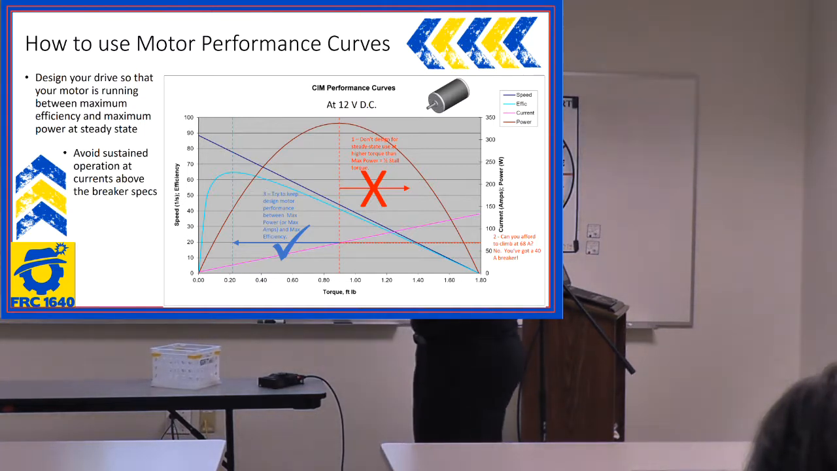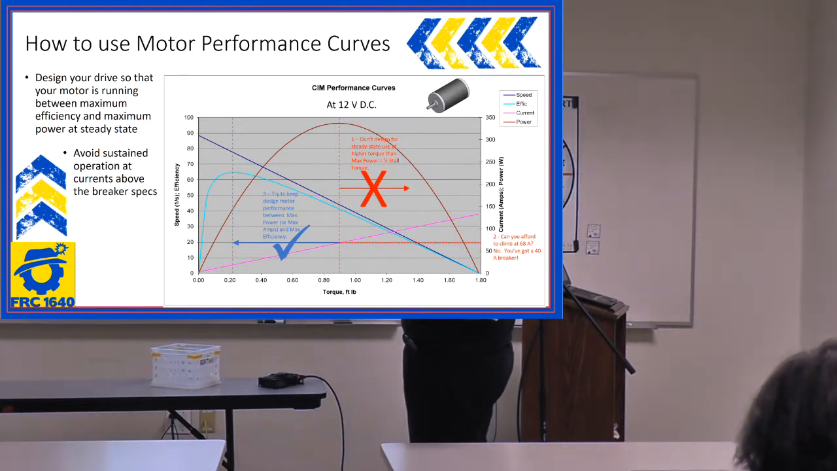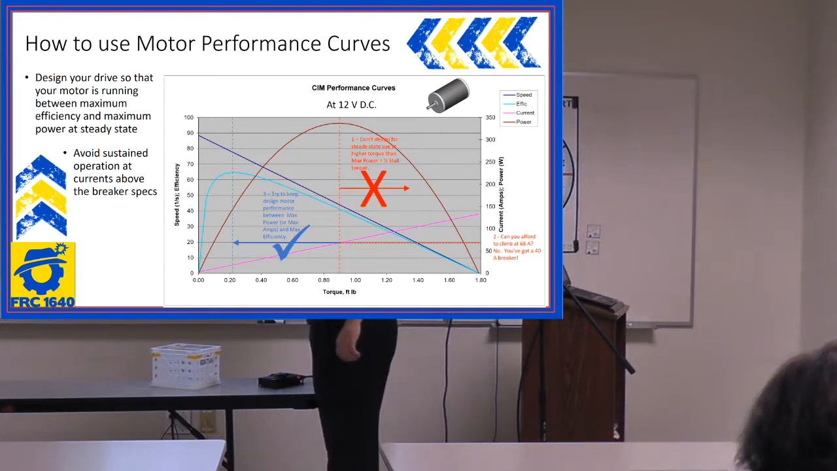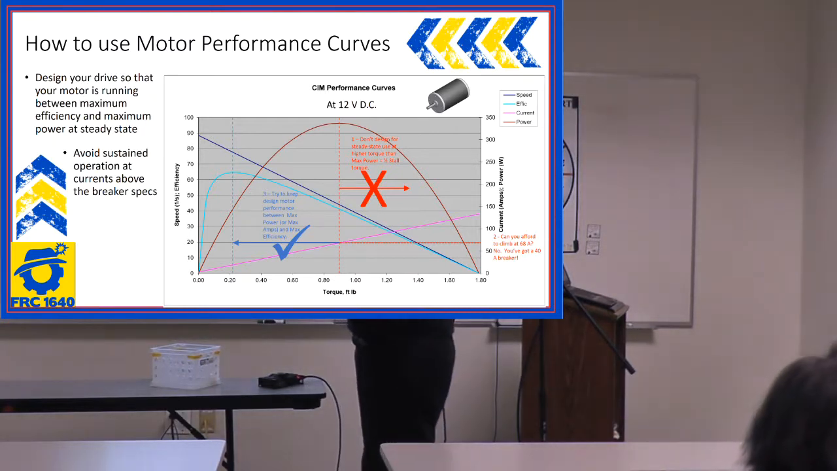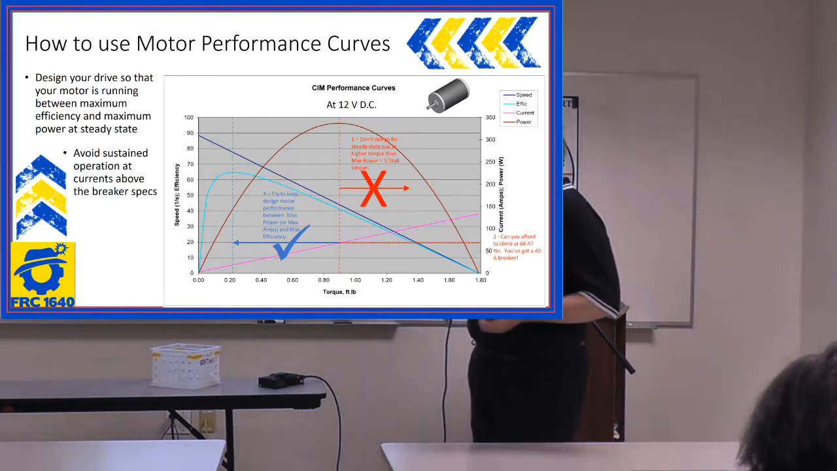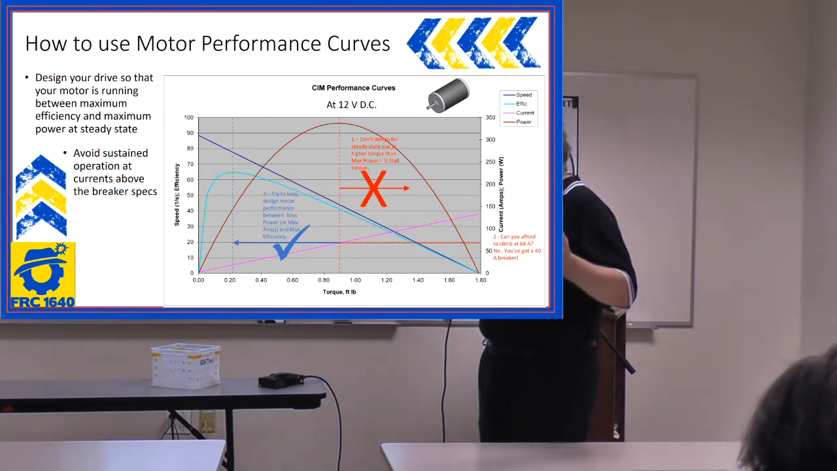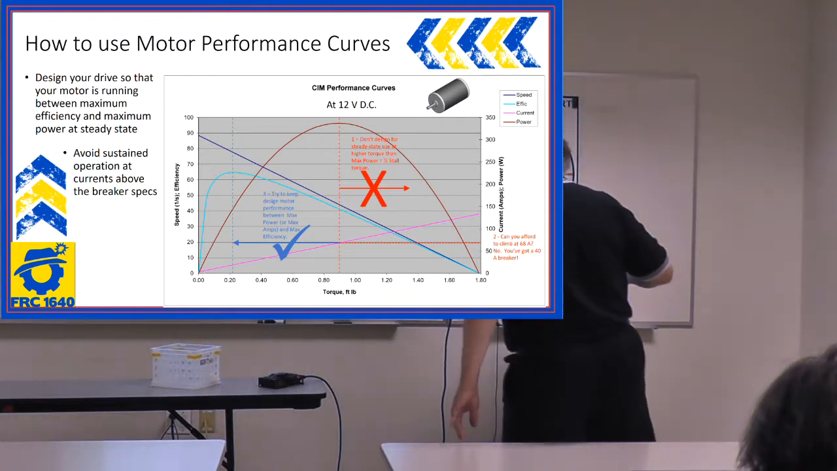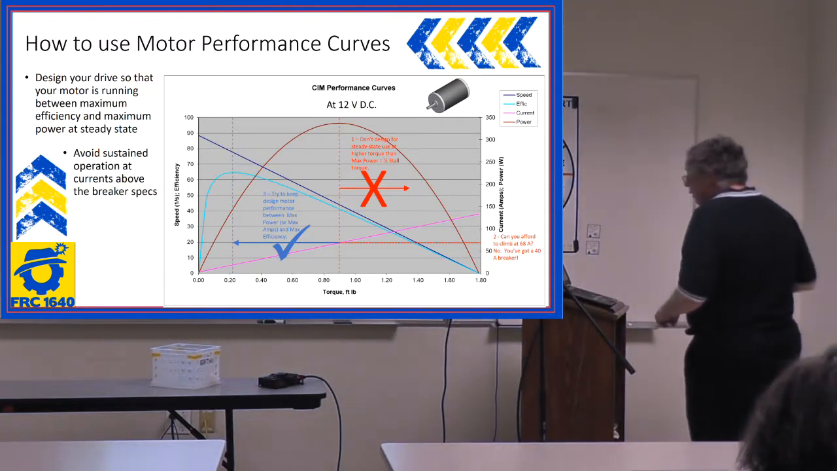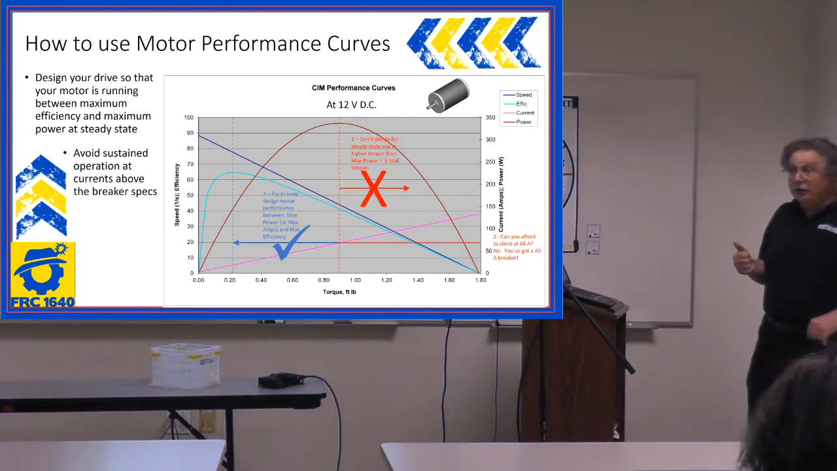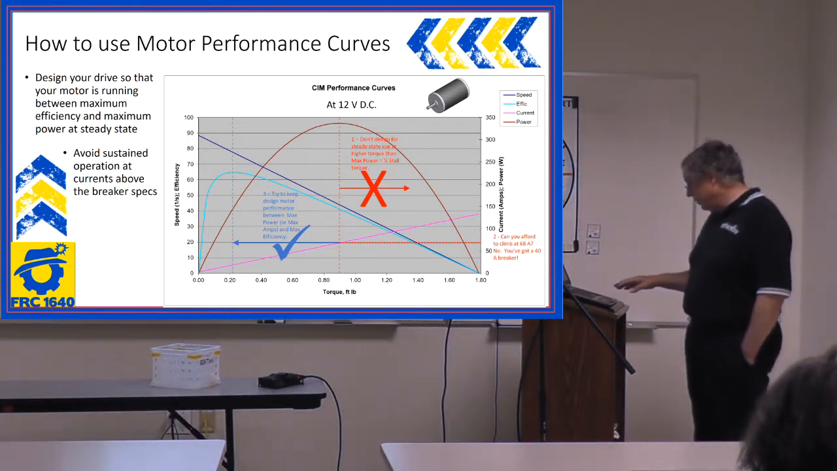The other thing is you need to look at your current, because where I drew this line, if I say I want to run at maximum power, well, that means I'm running at 68 amps of current, and I've got a 40 amp breaker. Guess what's going to happen to that breaker? Blowing a breaker during a robot match is never a good way to win.